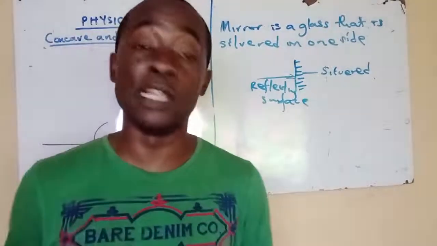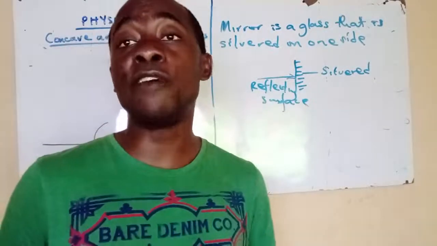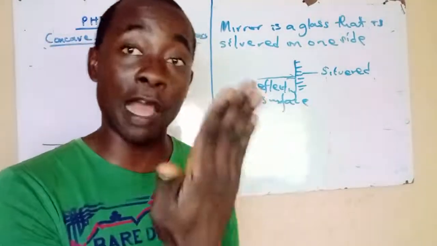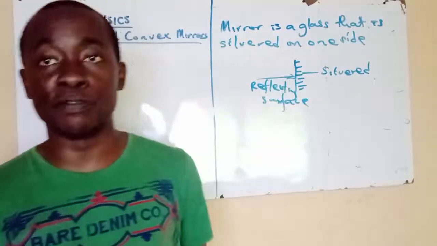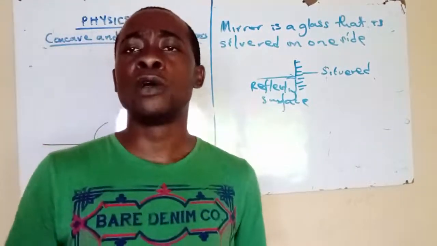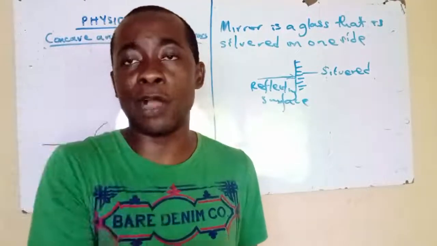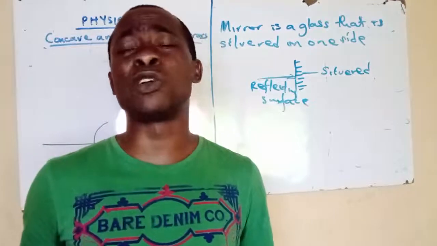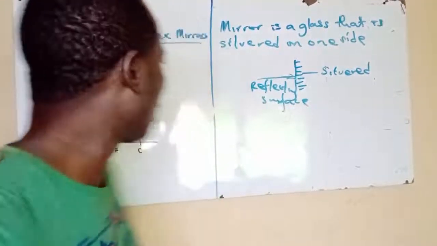We are going to be dealing with concave mirrors. We have two types of mirror. We have the plane mirror, which is flat. Then we also have the curved mirror. And we have two types of curved mirror: the concave mirror and the convex mirror.